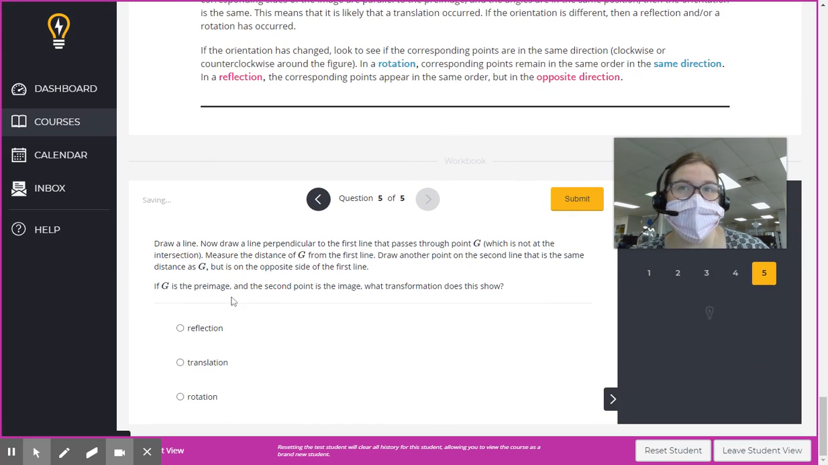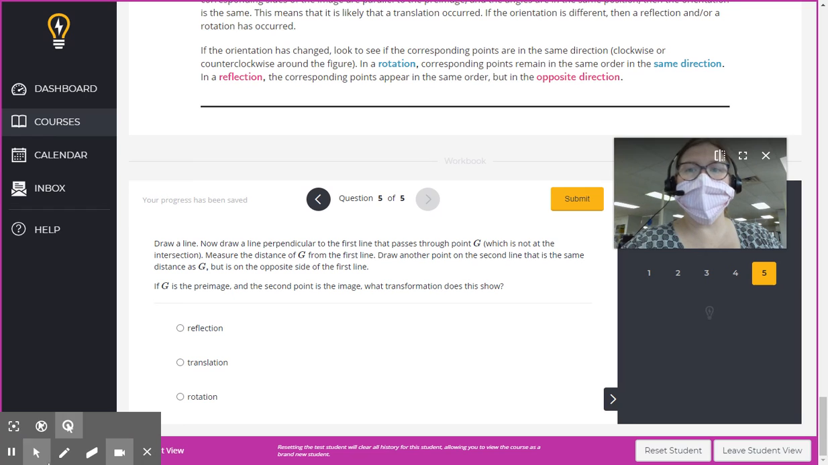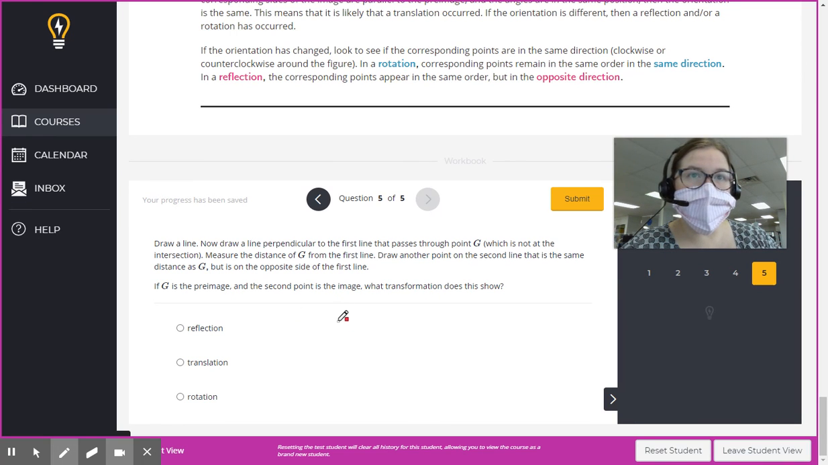And then this last one, I actually have to draw it. So let me see if I have anything to draw with. I do, and I'm drawing with a mouse. So it says, draw a line. Okay, now draw a line perpendicular to the first line that passes through point G. So here we go. It says it's not at the intersection, so I'm going to call that point right there G. That's supposed to be G.